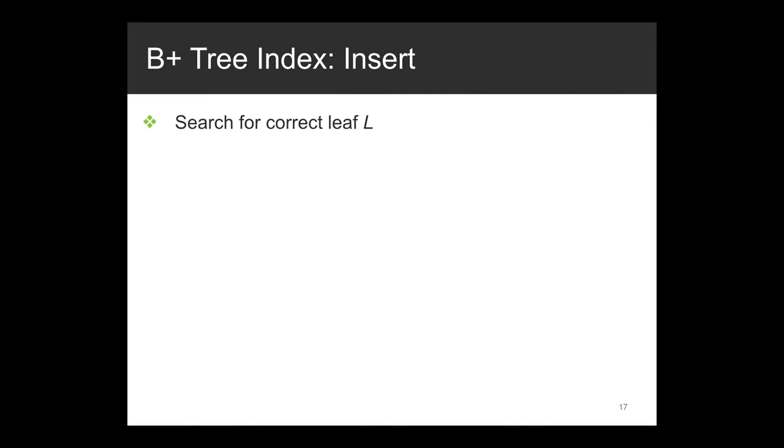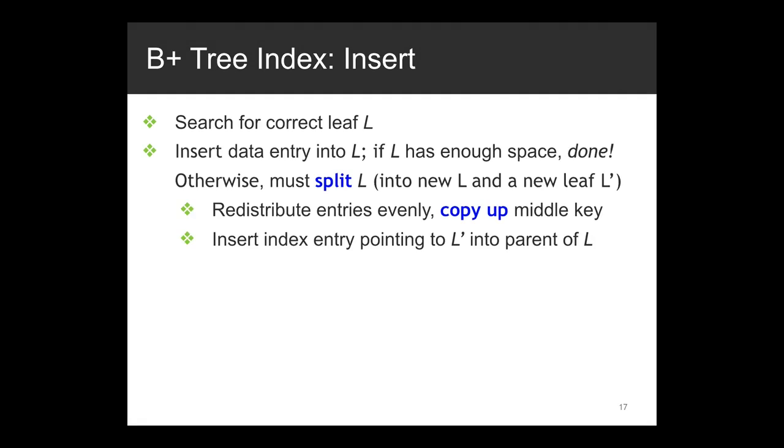The first thing is to just search for that. So you use the search algorithm. And then if there is space in that leaf, you go and insert the new data entry into that leaf. Sorry, if it doesn't have space, that's when the tricky part arises. You need to split the leaf into two new leaves. Let's call them L and L prime. And then you have to redistribute the data entries on that leaf across these two new leaves.